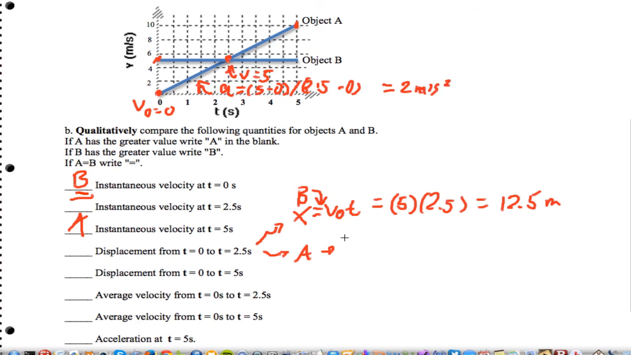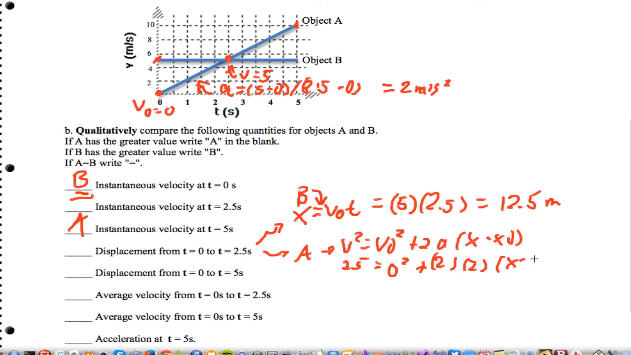Now I can plug all of that into the equation v squared equals v naught squared plus 2 times a times x minus x naught. So when I put in the numbers, I get 5 times 5 is 25 equals 0 squared plus 2 times 2 times the displacement. When I simplify and solve for my displacement, it ends up being 6.25. What that means is from 0 to 2.5 seconds, object B moves further.